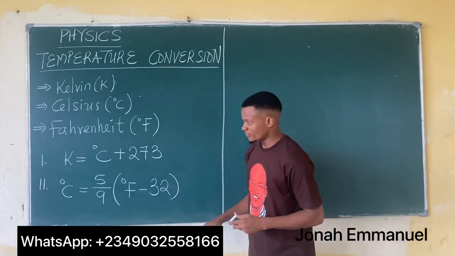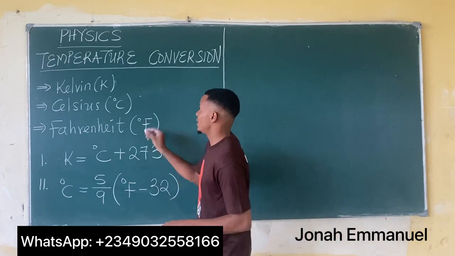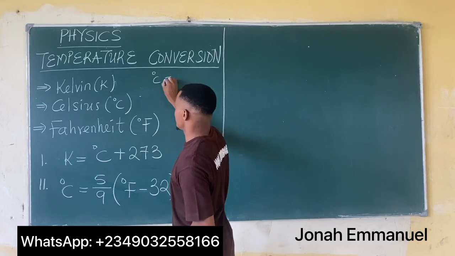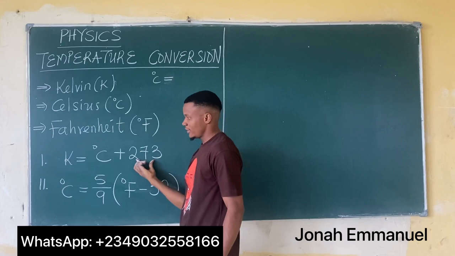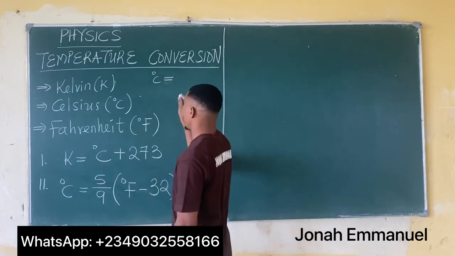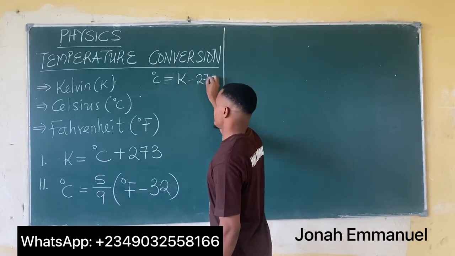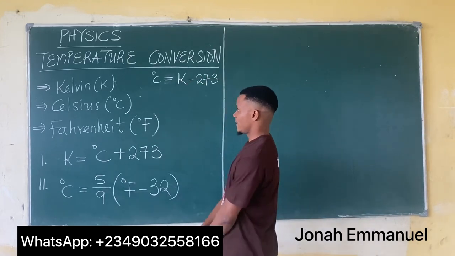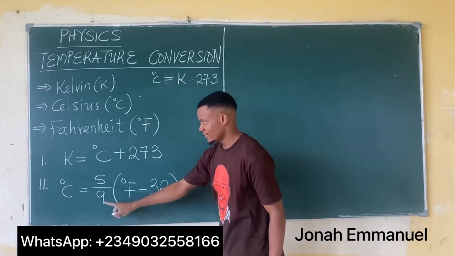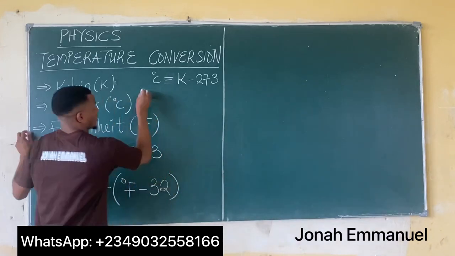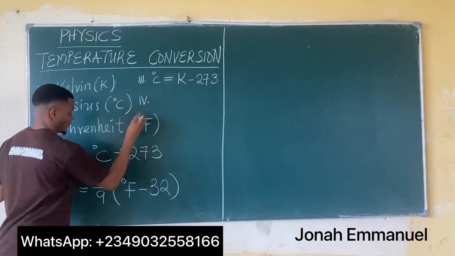With any of these, you could make Celsius the subject of the formula. From here, you have that degrees Celsius is equal to, of course, I'll move this one over here and it becomes negative, so it becomes the value in Kelvin minus 273. So this converts from Kelvin to degrees Celsius. We could call this one a third formula. I could get my fourth formula from this one here.